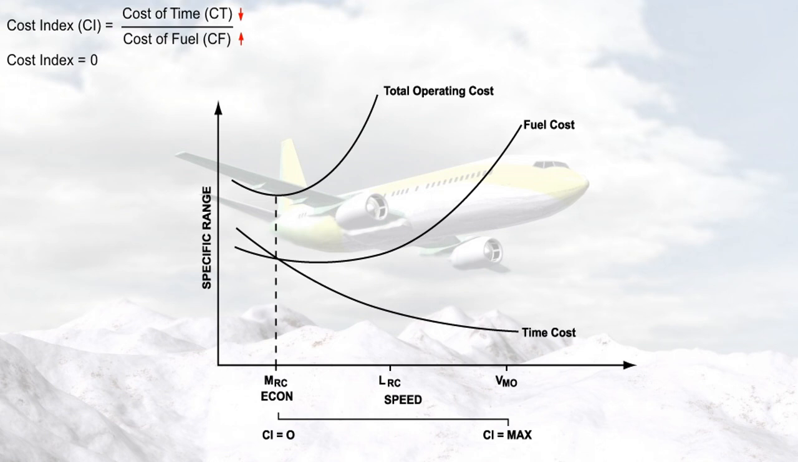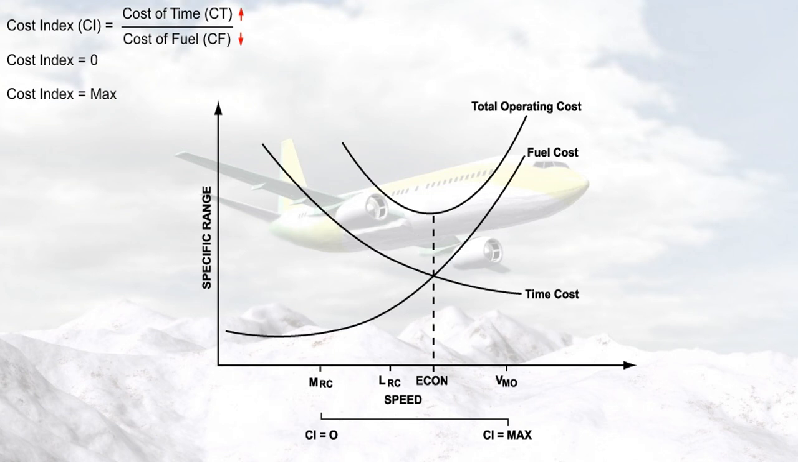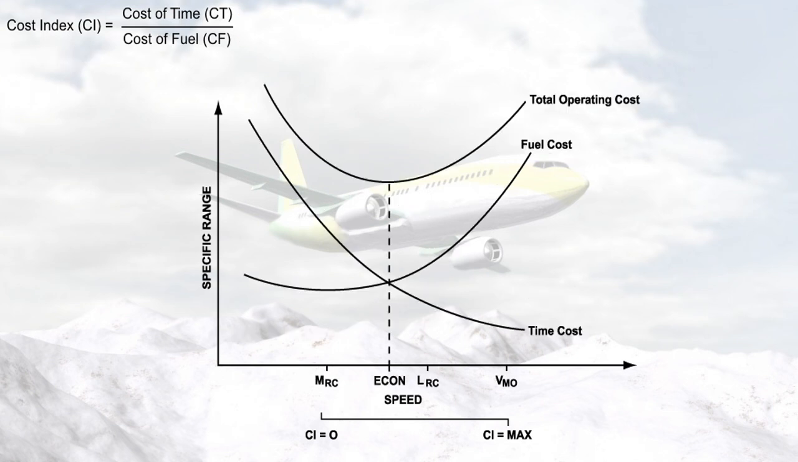With a cost index of 0, the econ speed is at the maximum range speed. When time costs are high and fuel costs are low, then the cost index will be very high, and the econ speed will be closer to the maximum operating speed, so that the massive time costs are reduced. To summarize then, increasing the cost index from 0 to maximum will increase the econ speed from maximum range speed through to VMO. For most aeroplanes, the cost index varies from 0 to 99 or from 0 to 999.